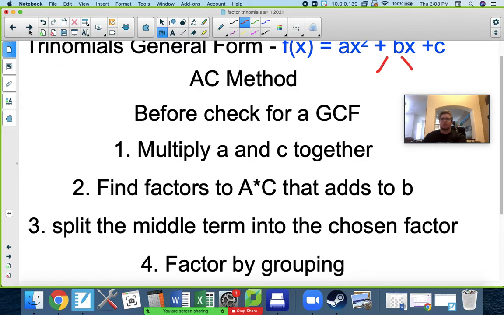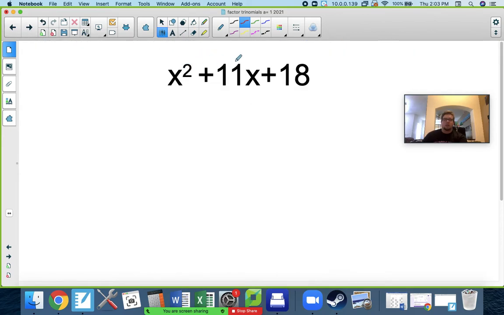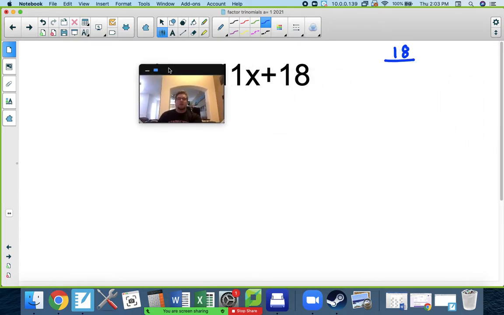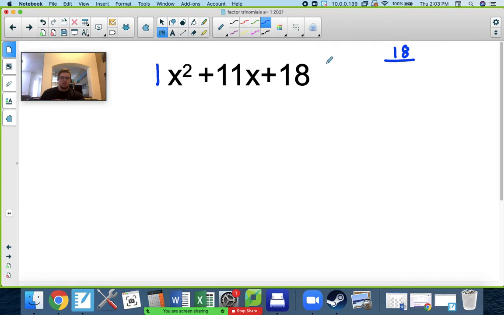So let's take a look at a few examples. x squared plus 11x plus 18. So we check for the greatest common factor, and there isn't one. Nothing goes into x squared, 11x, and 18. So we're going to take a, which is 1. We're going to multiply 18, which is 18. And now we're going to find all of our factors that multiply to 18. So we have 1 times 18, we have 2 times 9, and we have 3 times 6.